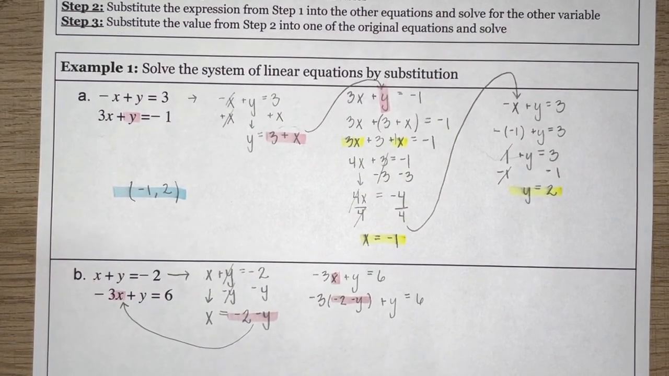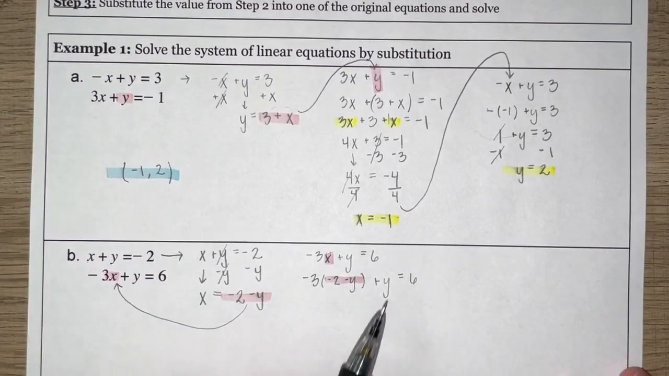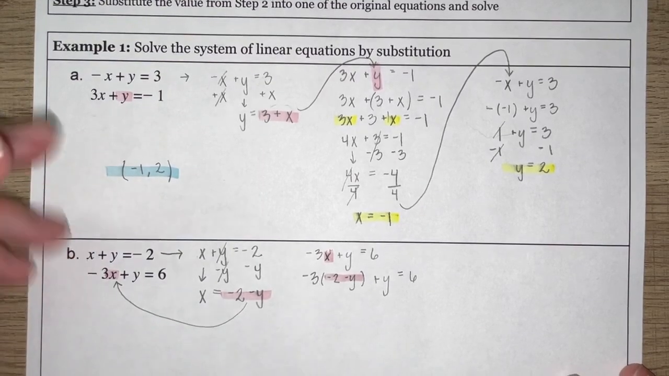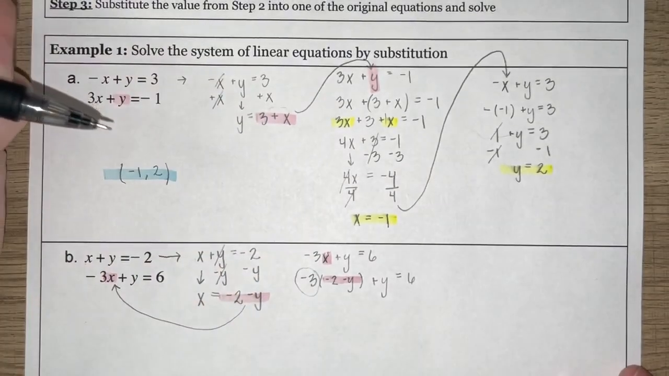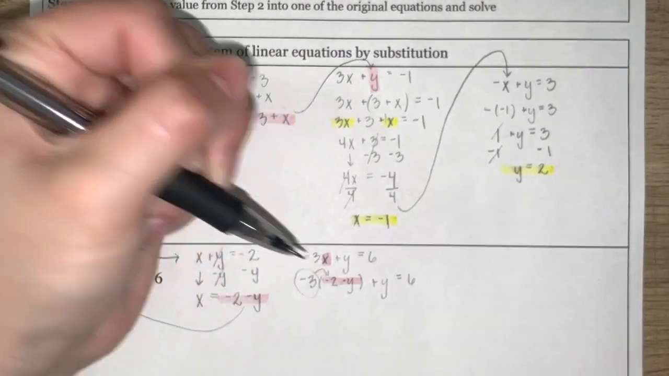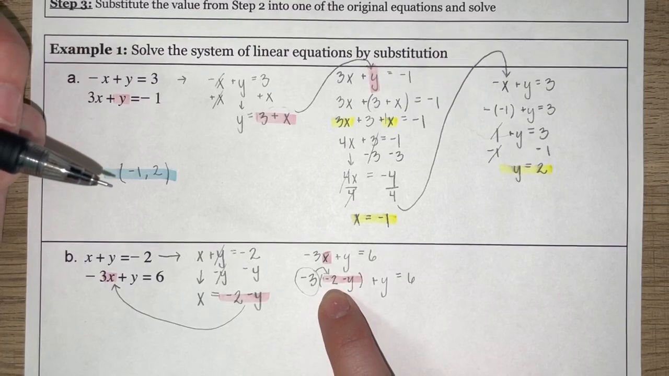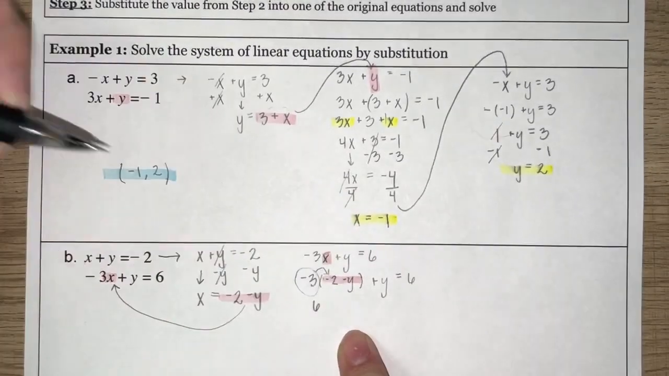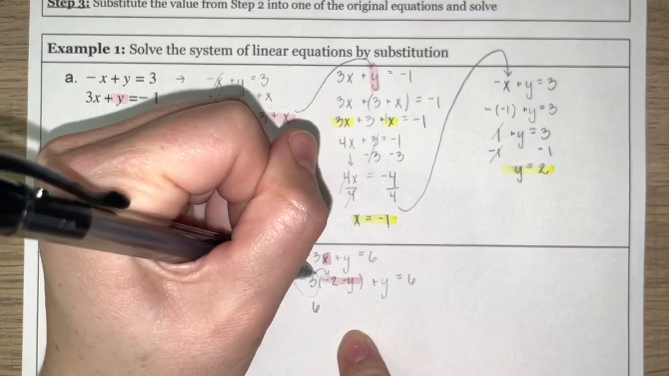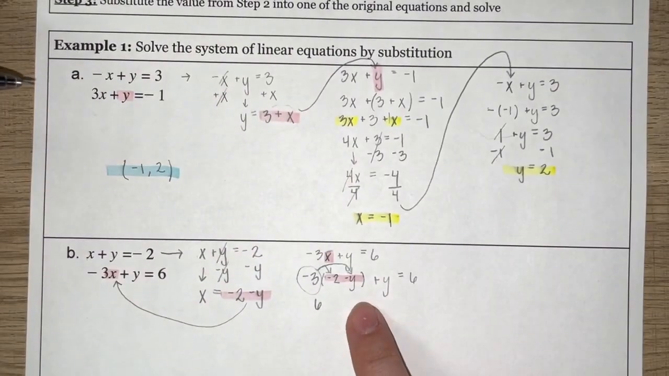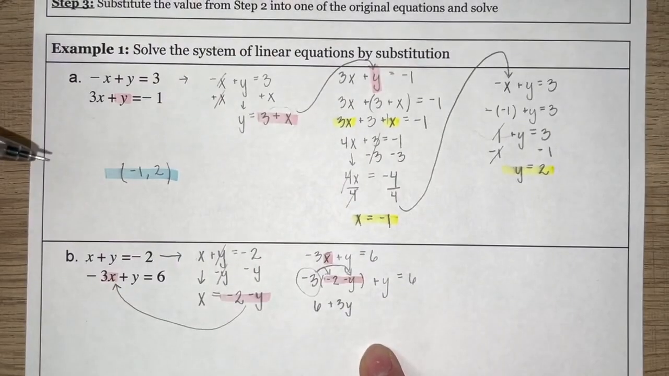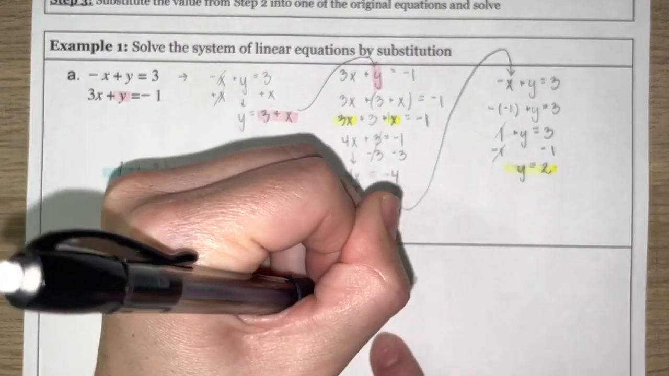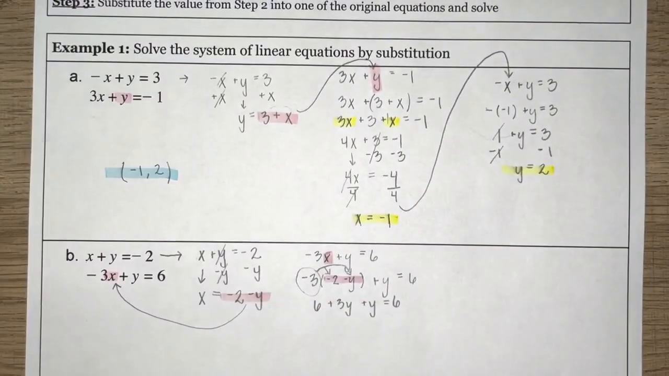And then now I have an equation that just has y's, so I can solve for y, but I have to make sure I simplify the left side of my equation first by distributing. So when I distribute this -3, I have to be careful with my signs. So -3 times a -2, that becomes +6. And then -3 times a -y, that becomes +3y. And then I'll bring down this plus y equals 6.